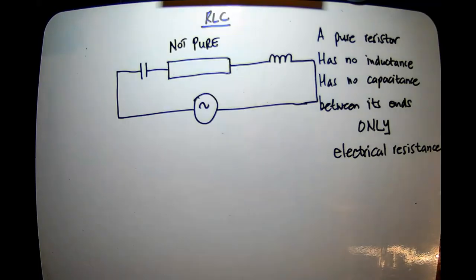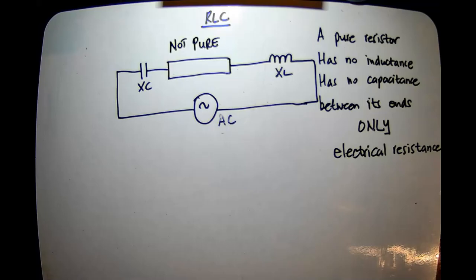So here we're looking at a not pure resistor. In reality, every resistor will have some sort of capacitance and inductance, so in this case we're looking at when it's not pure. Don't forget, this is our AC wave, which is a sine wave. When you see this symbol, it means AC current.